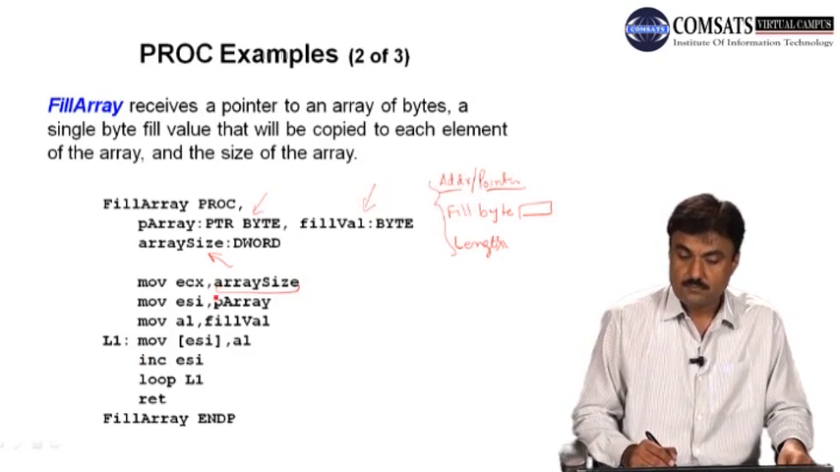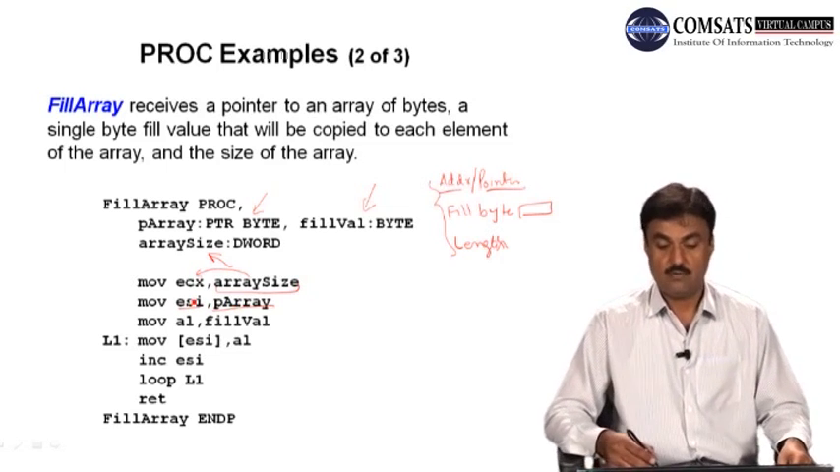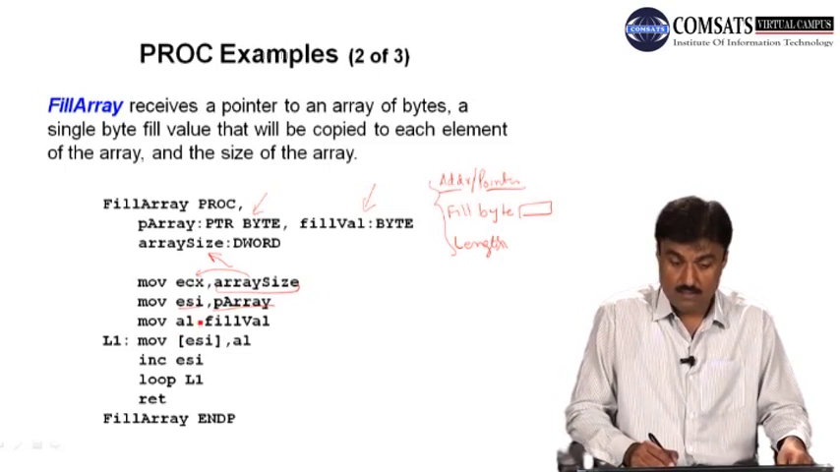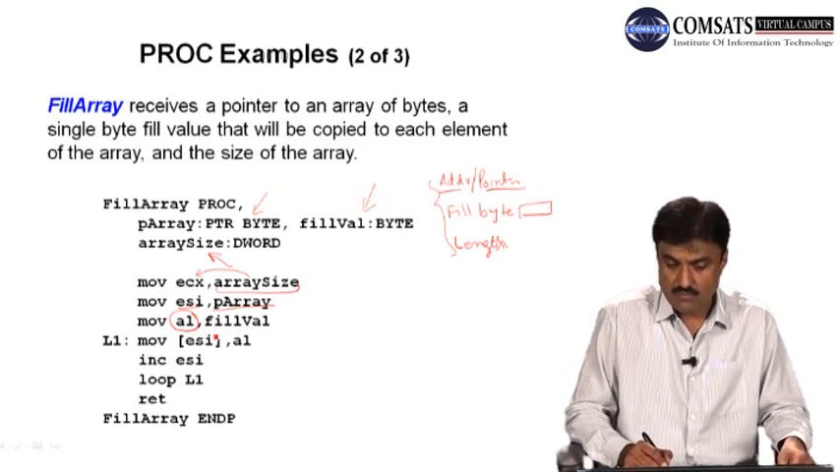So we are moving the value of array size into ECX. Then ESI has pArray, the pointer to the array, so the address of this array will be moved to ESI. Now what we are going to do: the AL register will have the fill value.